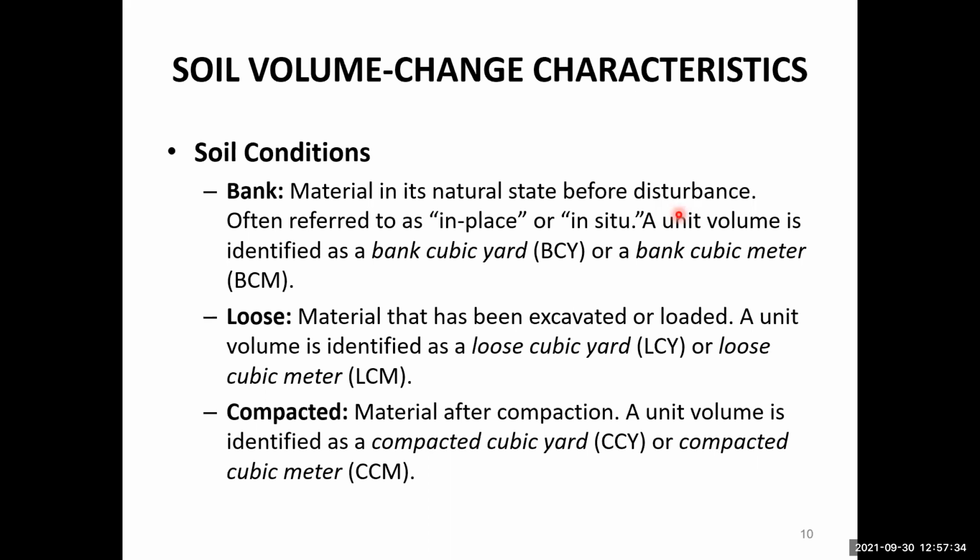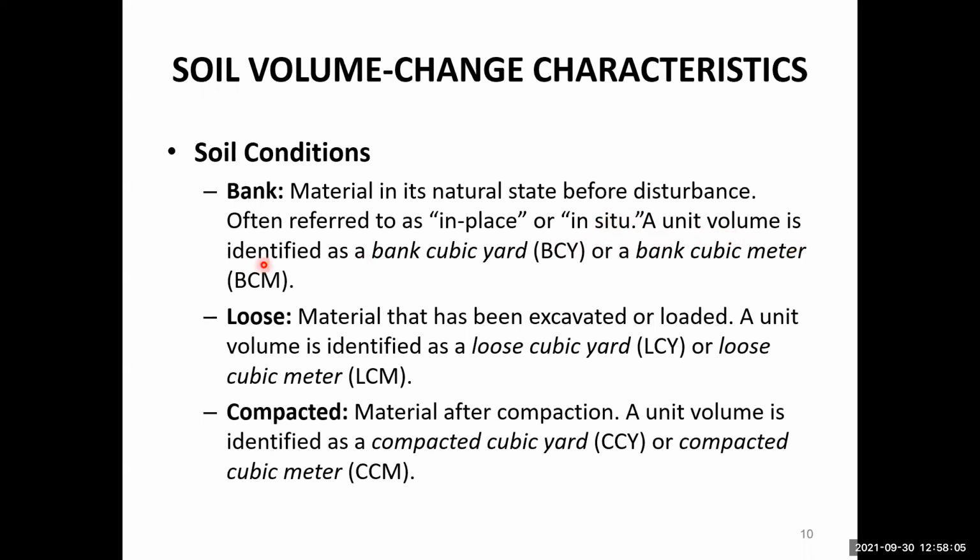So that means if there is a ground which has been there naturally, that means no human activity has taken place on that ground, and the soil is there on that ground in its natural state. So that is called as the bank condition. So it is often referred to as the in place or in situ conditions. Okay.